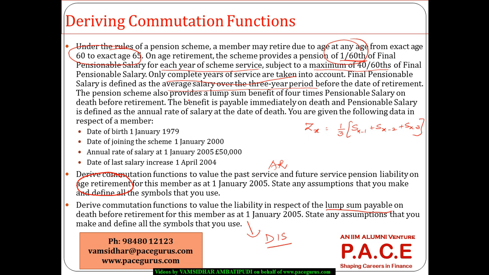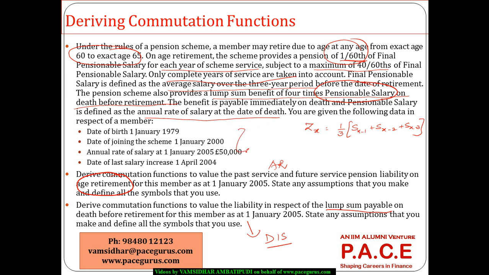The pension scheme also provides a lump sum benefit of 4 times the pensionable salary on death before the retirement. So this is not 4 times the salary, this is 4 times the pensionable salary. The benefit is payable immediately on the death, and the pensionable salary here is the annual rate of salary at the date of death only. So on the date of death, whatever is the annual rate of salary, that is what is going to be used.